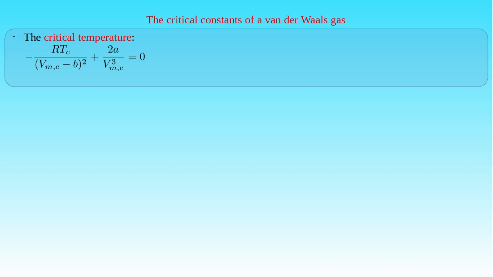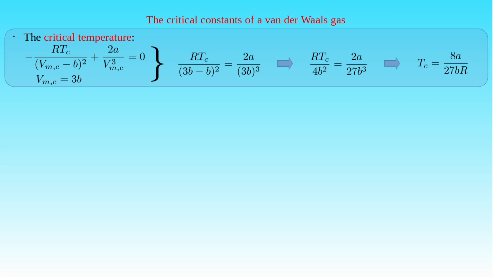Here the critical molar volume V sub mc is given by 3 times B, which we substitute for the derivative. As a result, we obtain another equation stating that R times Tc over 4B squared is equal to 2 times A over 27 times B cubed. By solving it for Tc, we can express it as 8 times A over 27 times B times R.